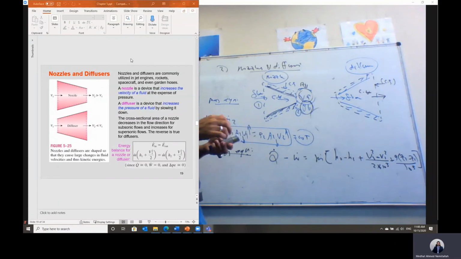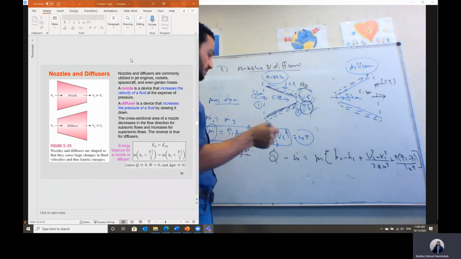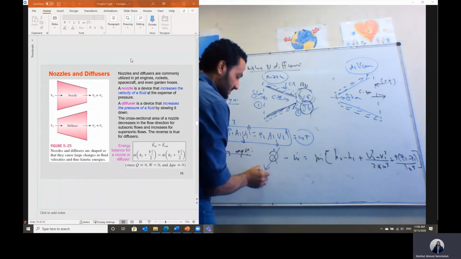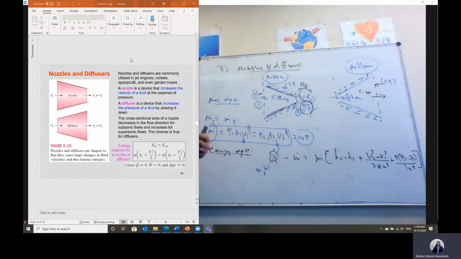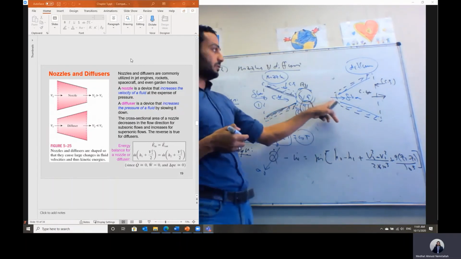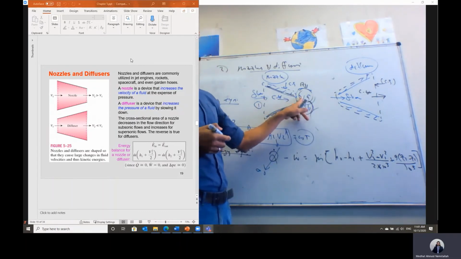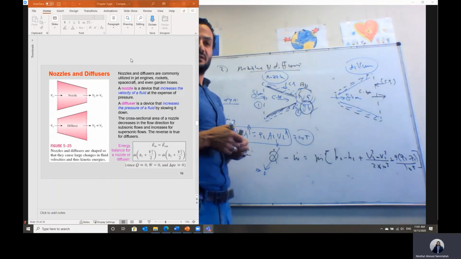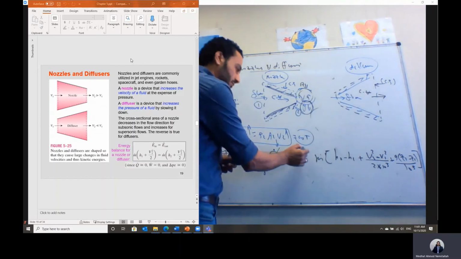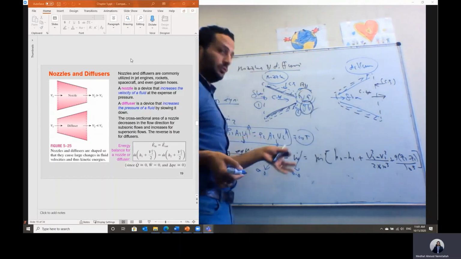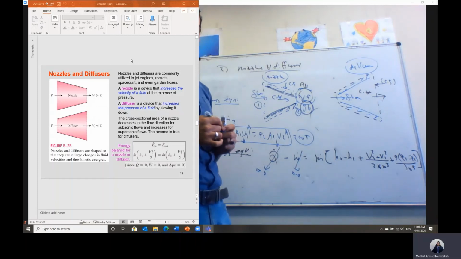Usually, due to the small dimensions of nozzles and diffusers, we can assume the system is adiabatic. We don't have heat transfer in this case, but we just have flow here. Flow is accelerated inside the nozzle and decelerated inside the diffuser. So we don't have any kind of work: no shaft work, no electric work. So work is equal to 0.